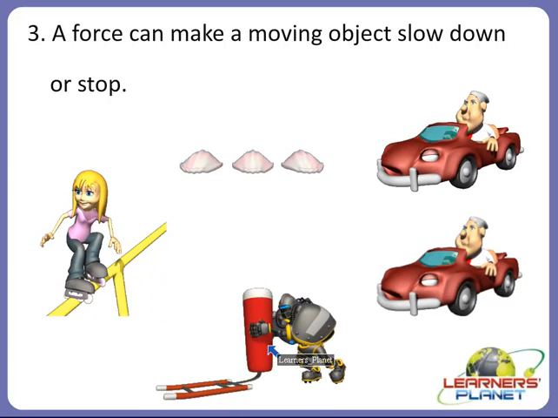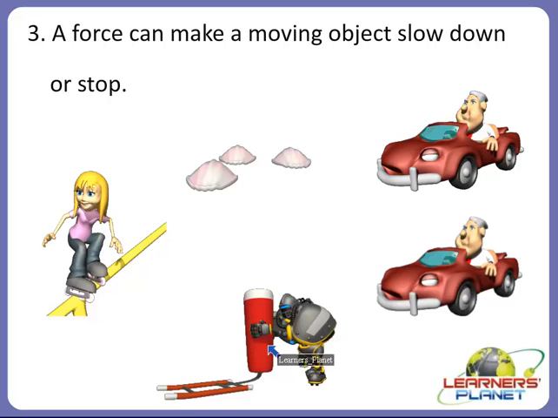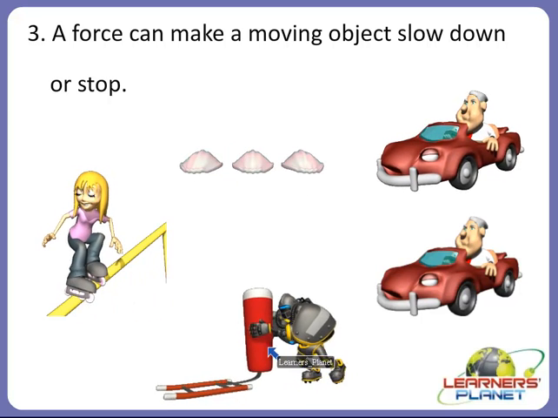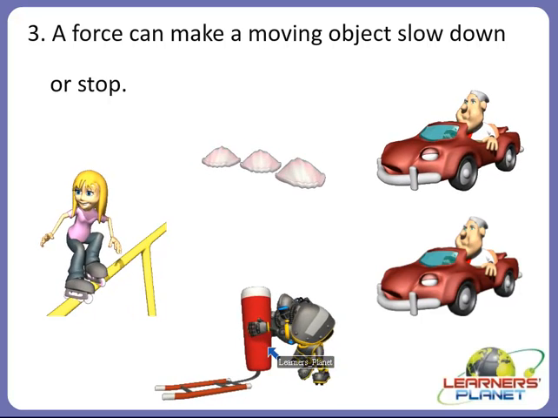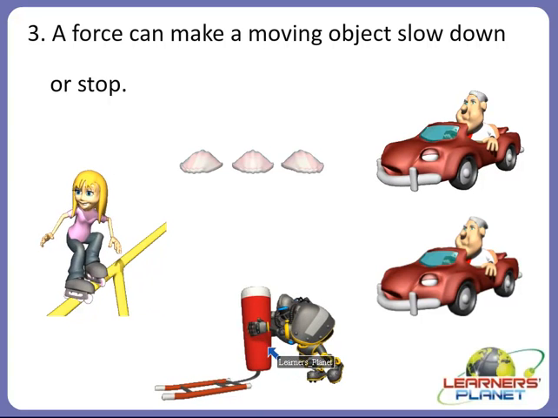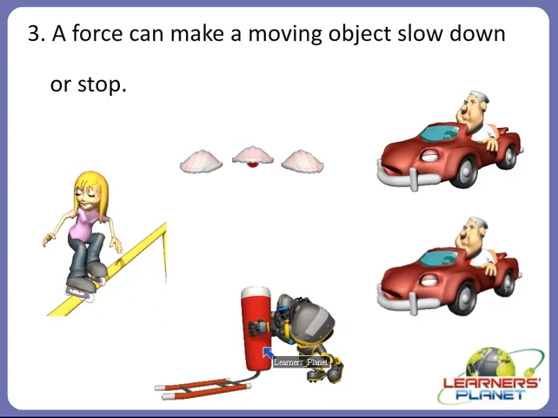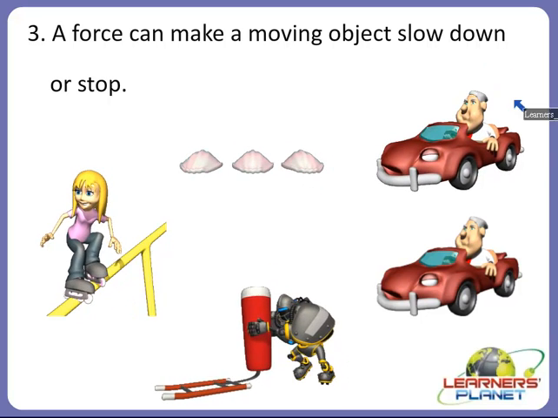So first, this object is stationary, and after applying force he is able to move the machine. But when he applies less force, this moving object will slow down and finally it will stop.